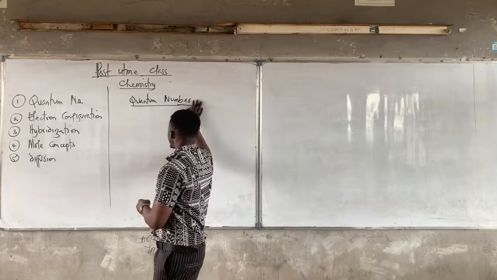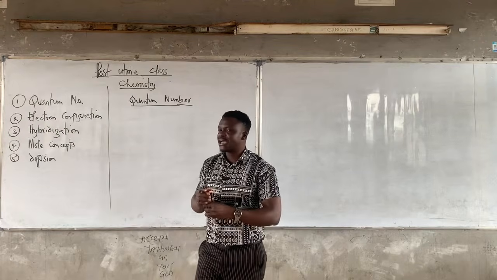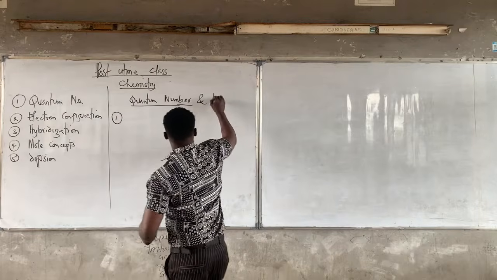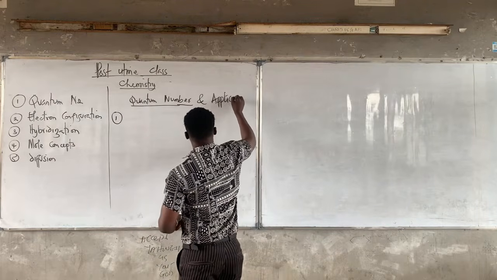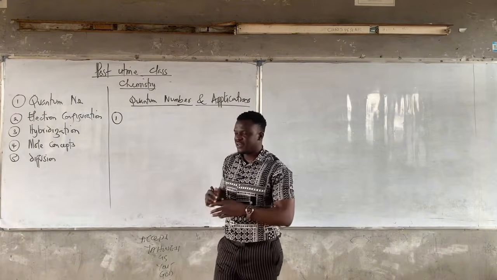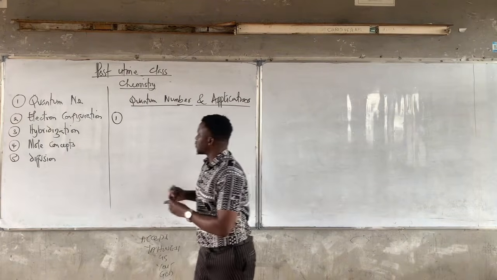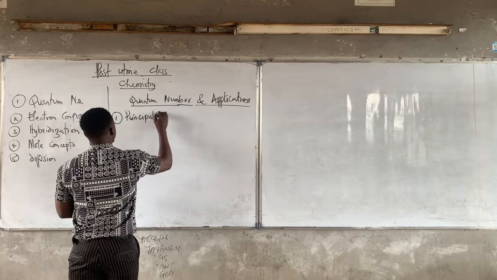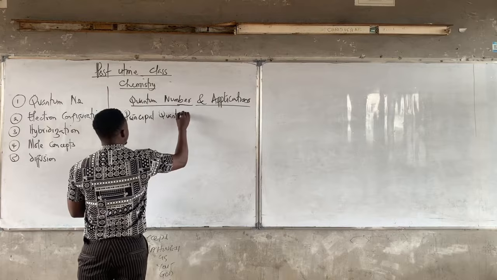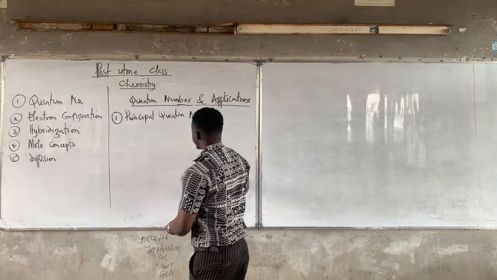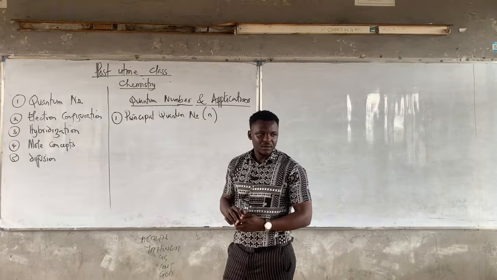Put down quantum numbers. Basically we have 4 types. So let's say quantum numbers and application. The first one is principal. Principal quantum number has a symbol of n.